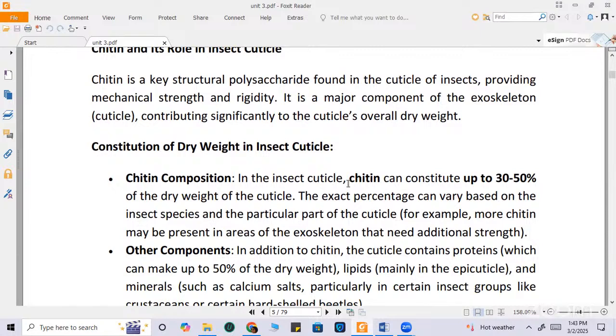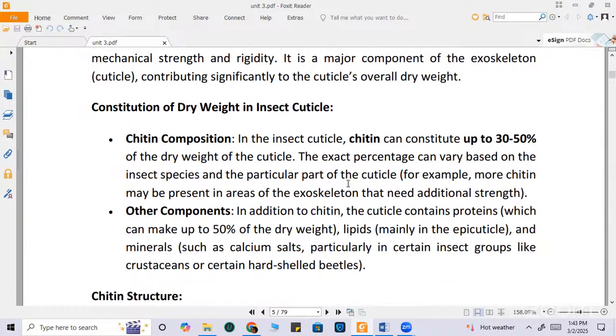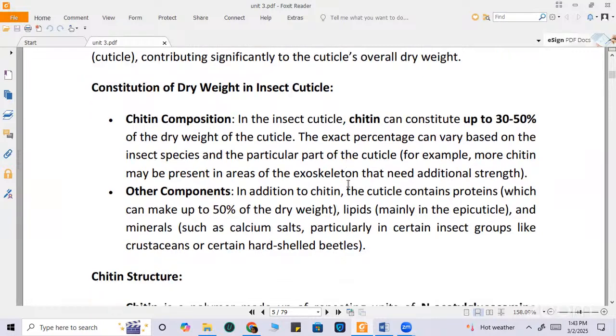The percentage of chitin will vary from species to species in the cuticle. For example, more chitin may be present in areas of the exoskeleton that need additional strength in different species. Other compounds, in addition to chitin, that are present in the cuticle are proteins, which can make up to 50% of the dry weight. Lipids are mainly present in the epicuticle, and minerals such as calcium salts, particularly in certain groups like crustaceans or certain hard-shelled beetles.